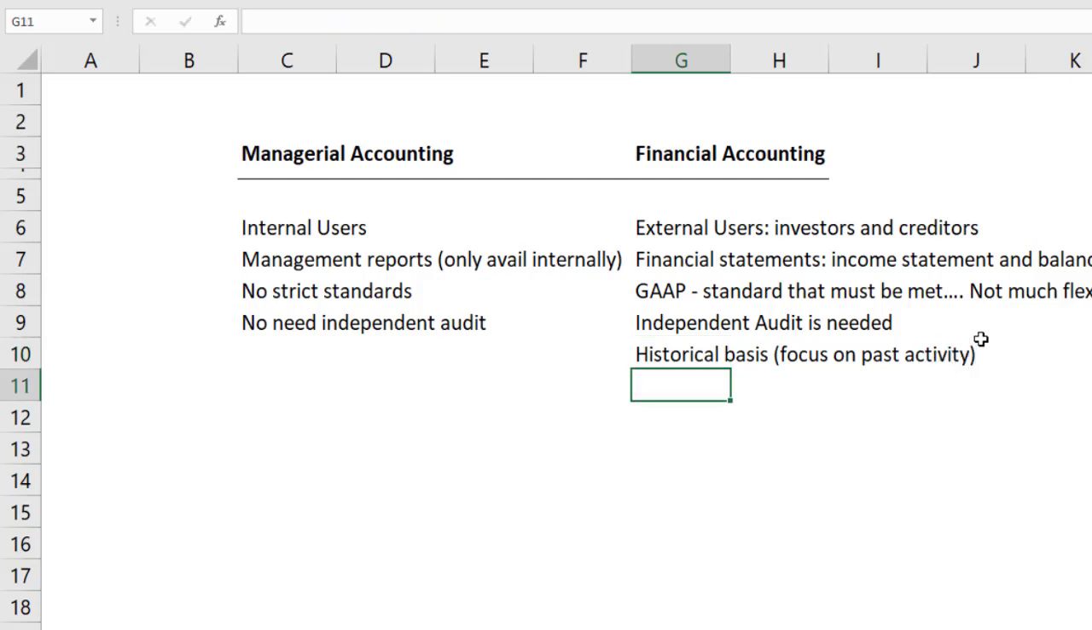So think about it. You do the balance sheet for previous years or previous months. You're not doing the balance sheet for next year because it hasn't happened yet. However, with managerial reporting, we're going to project forward, because managers want to make decisions today that are based on what they think will happen in the future.